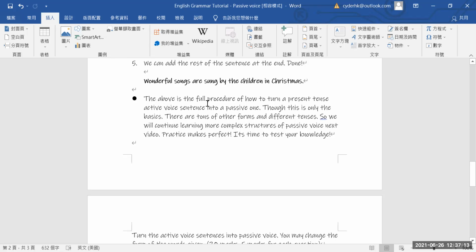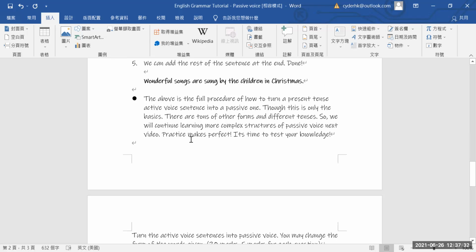The above is the full procedure on how to turn a present tense active voice sentence into a passive one. Though this is only the basics, there are a ton of other forms and other different tenses. So we will continue learning more complex structures of passive voice next video.